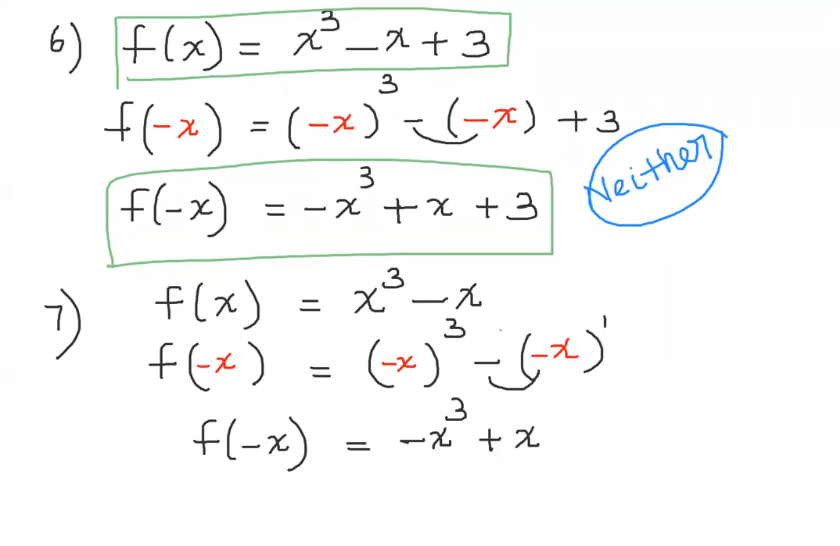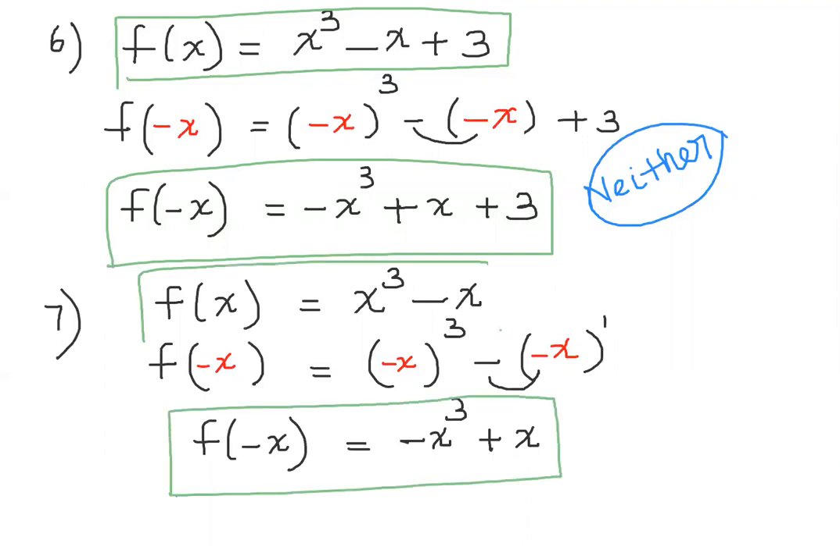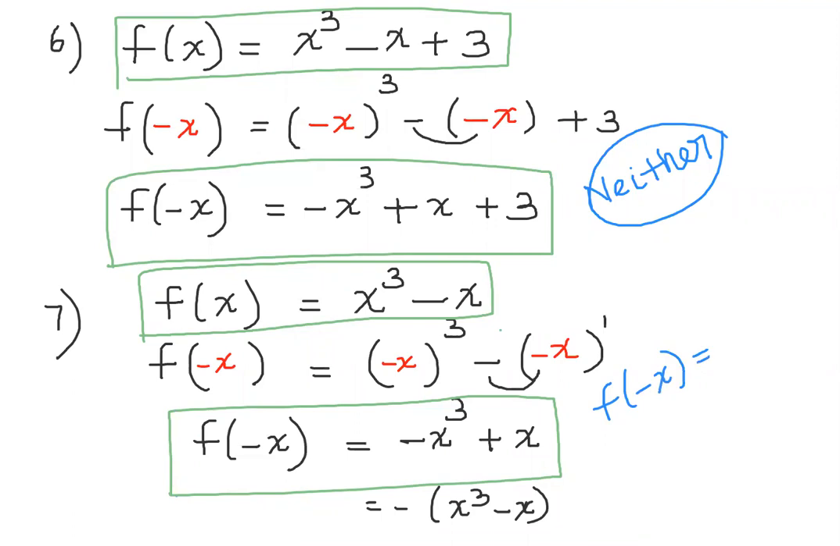So let's compare this one with the original function. The original function is x to the third minus x. And if you look at that, the first one is the opposite. The second one is also opposite. So we got both signs switched. So this is negative of x to the third minus x. So it's the opposite of the original function. So that means f of negative x is equal to negative f of x. So this function is an odd function.